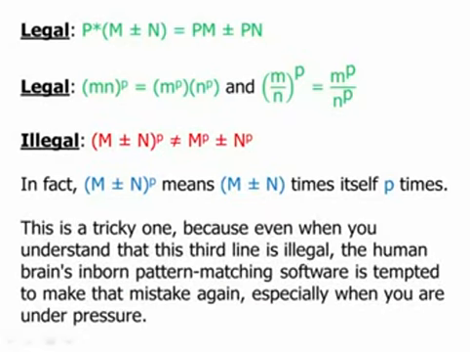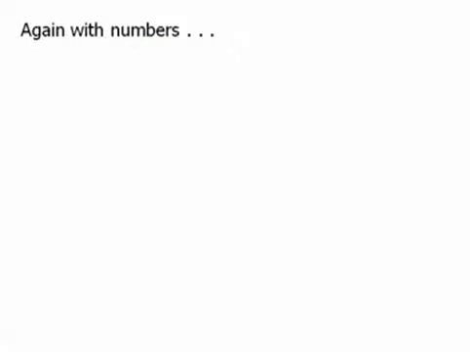And I'll say this is a very tricky one, because even when you understand that this third line is illegal, the human brain's inborn pattern matching software is tempted to make that mistake again, especially when you're under pressure. So you really need to know this cold so that even when you walk into the test and you're stressed in the middle of the test, you don't accidentally fall into making this mistake again, because it is a very tempting trap. Again, let's look at all this with numbers.